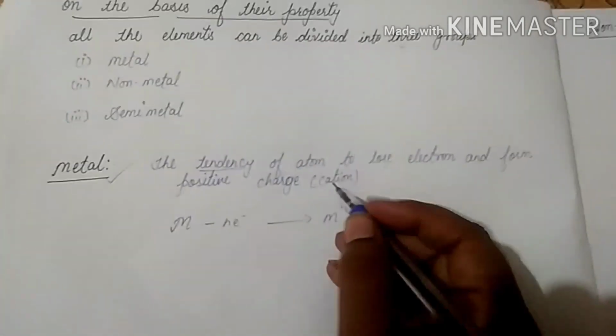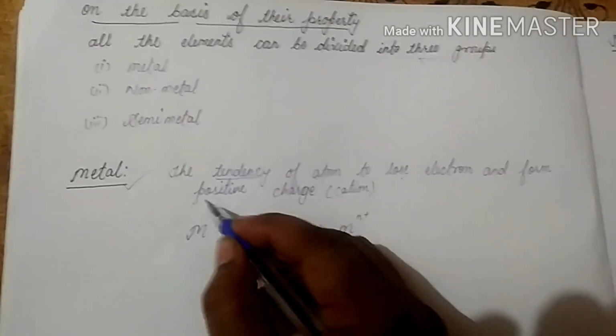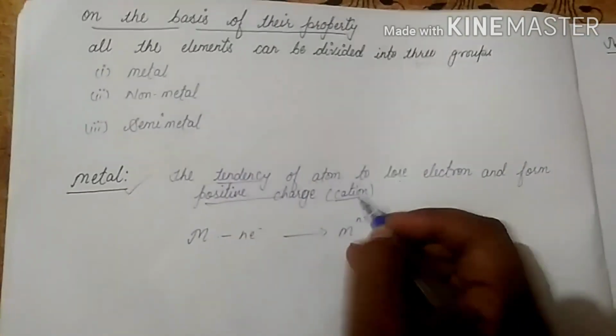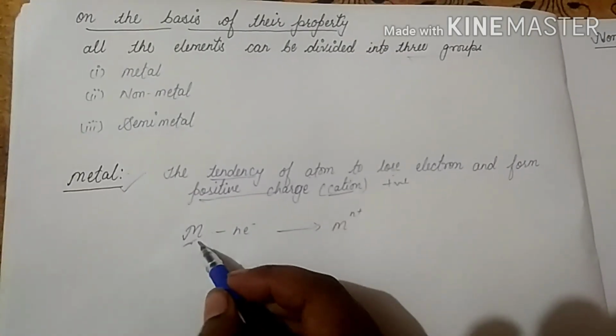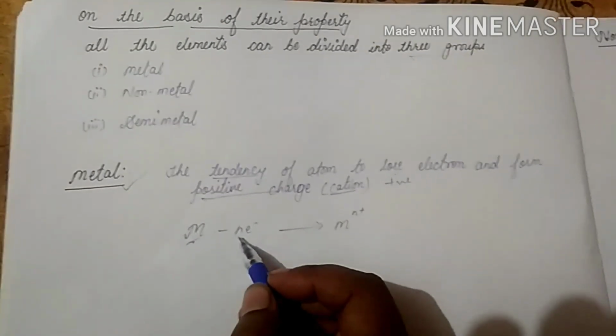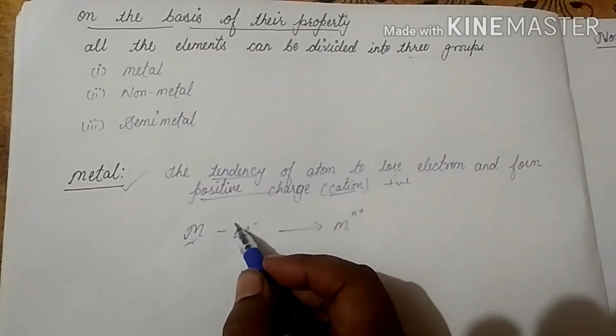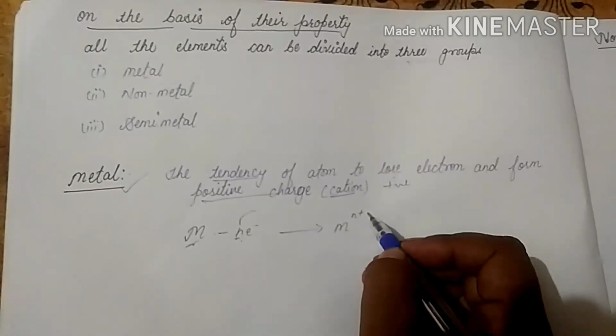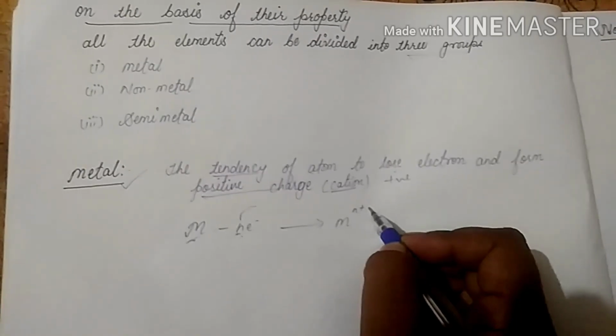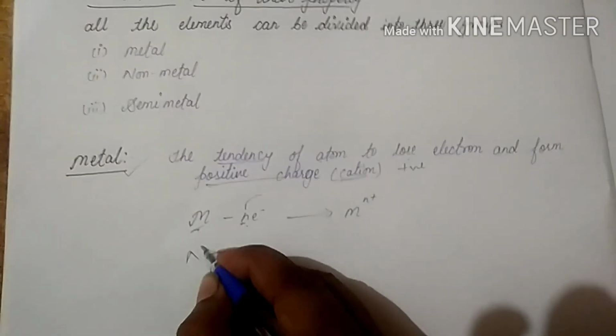Okay children, positive charge means cation. For example, suppose this M represents a metal. When it loses electrons, this n represents the number of electrons it loses, and it forms the same type of positive charge. Okay, for example, suppose this is sodium.